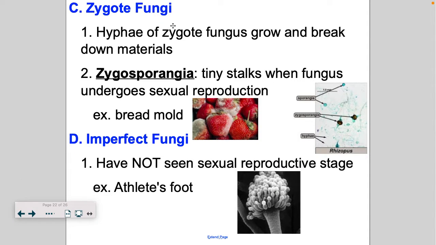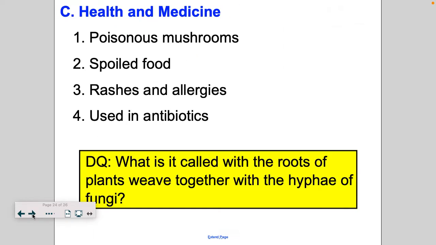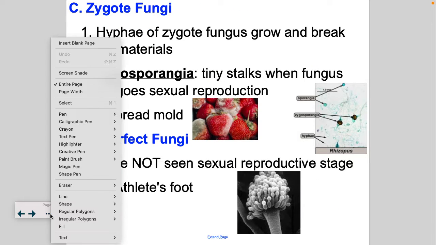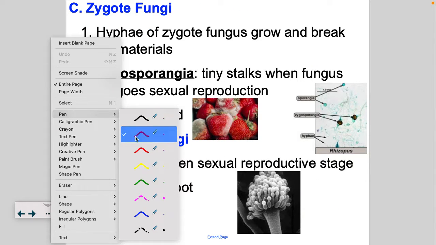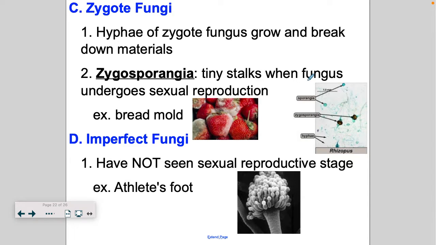Okay, zygote fungi. It's the third type of fungi. What happens is that the hyphae of 2 different individuals meet, and it forms a zygote.